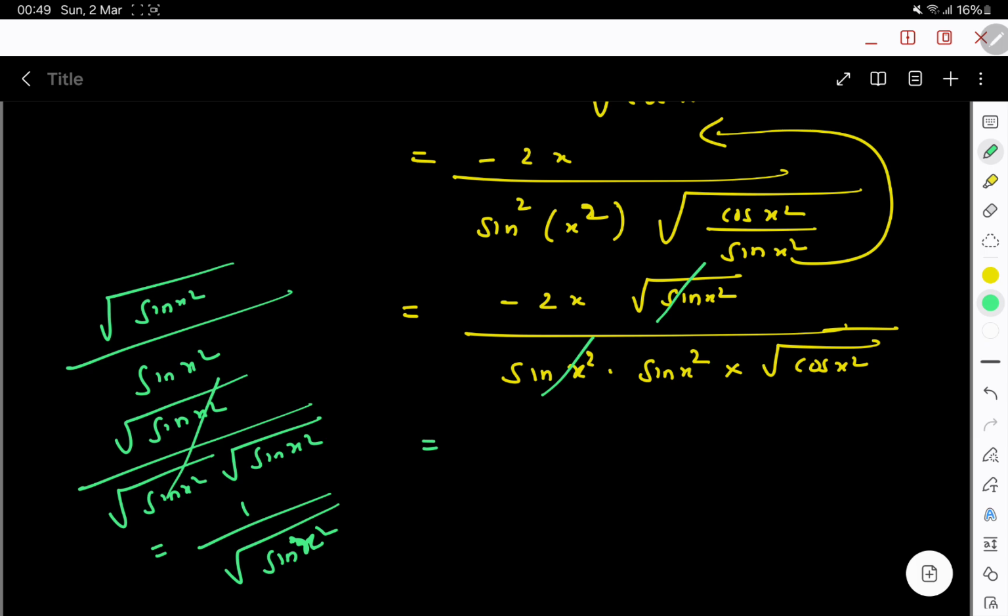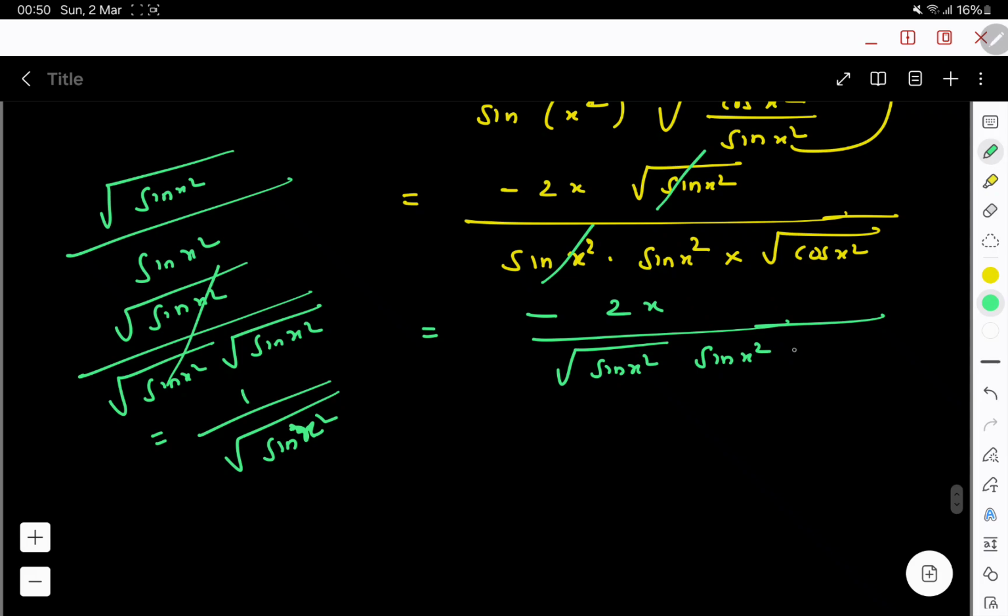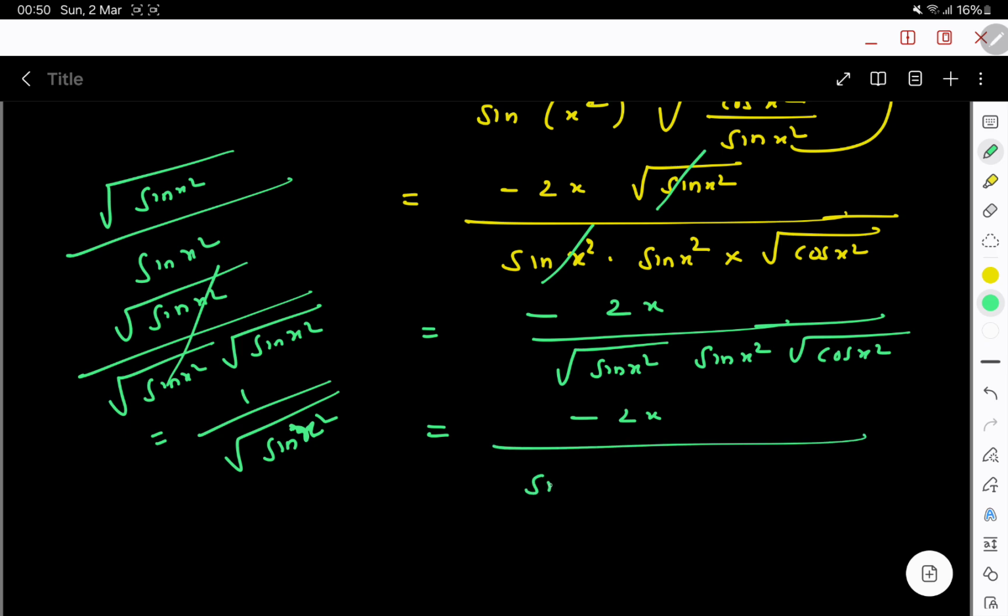Okay, so this becomes minus 2x under root of sin x square into sin x square under root of cos x square. Okay, so minus 2x divided by sin x square, so under root of sin x square into cos x square, sin x square cos x square, and also multiply and divide by root 2 here.